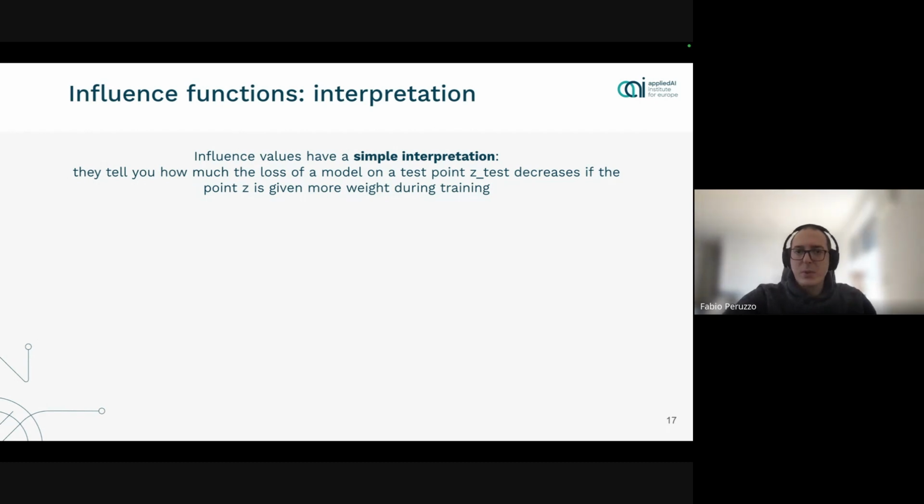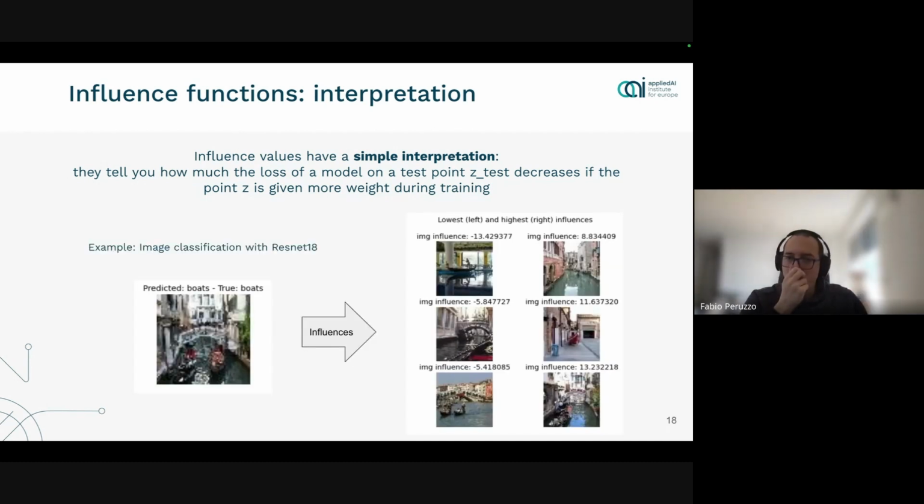Let's give an example of the results that you obtain through influences. So this is an example that comes from the PyDVL documentation. If you like it, you can go there, and you should have a little bit more context as to where this comes from. But essentially, we have a model that is trained to do a classification. So we have some images, some of them have boats, some of them have tables, and we want the model to predict if the picture has tables or boats.